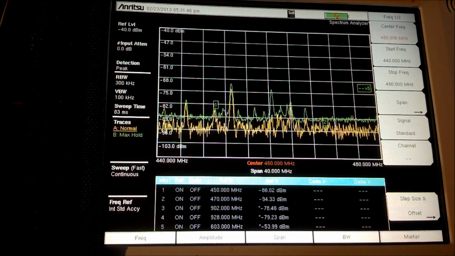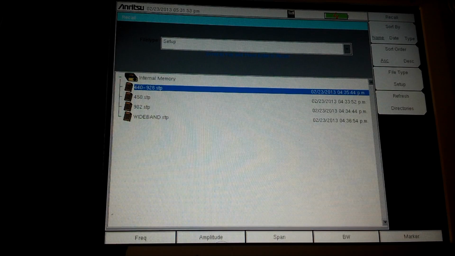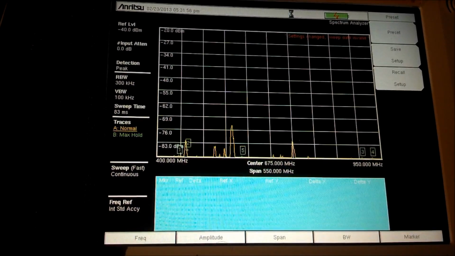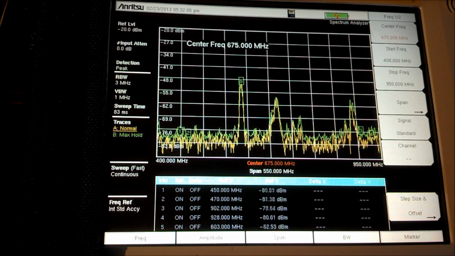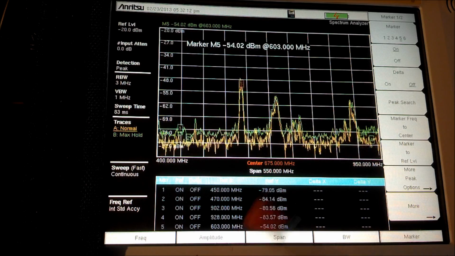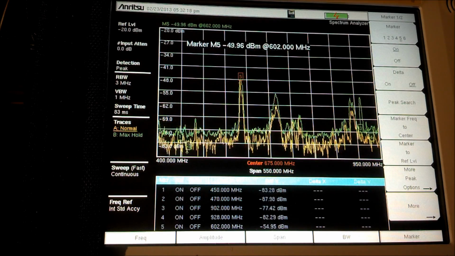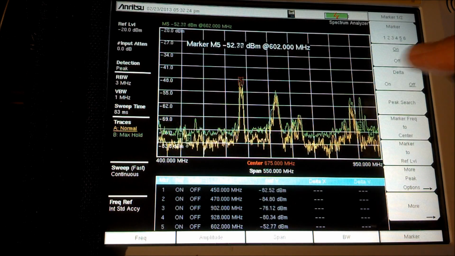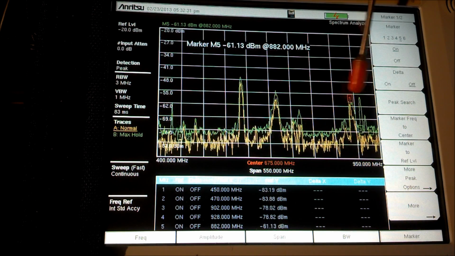If we look at the entire band, actually 400 to 950, you can see that there's quite a bit going on in there. One of the markers that I've placed here is marker number 5, which is at 603 megahertz, and that is actually a TV transmitter. It's channel 36 here in the San Francisco Bay Area, and you can see that there are a couple of TV transmitters, and then over here you can see the 800 band. That is cellular, so these are the cellular bands as well.